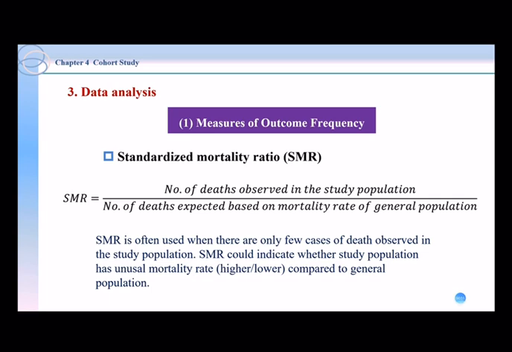This can be used to indicate whether the study population had an unusual mortality rate, for example, either higher or lower compared to the general population. For example, if the SMR equals 2, it means the study population has 2 times higher mortality rate compared to the general population.